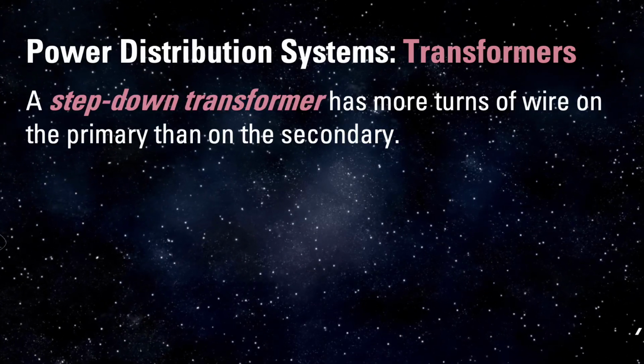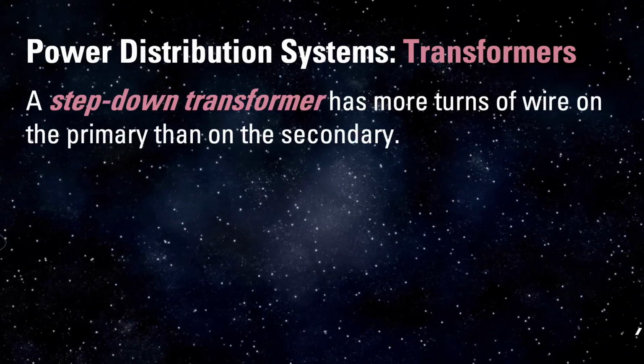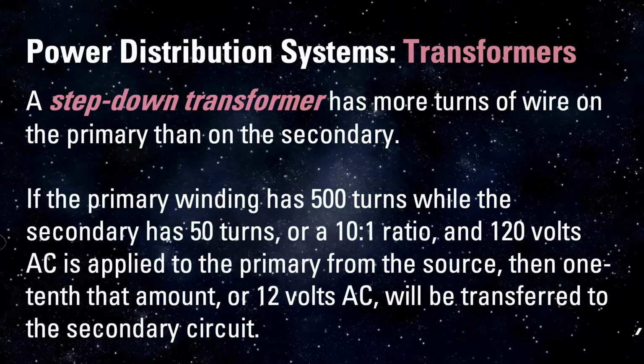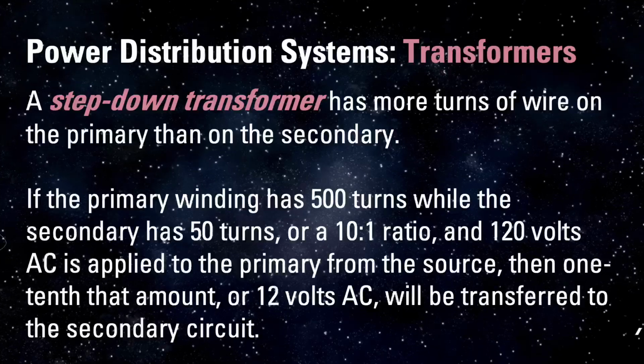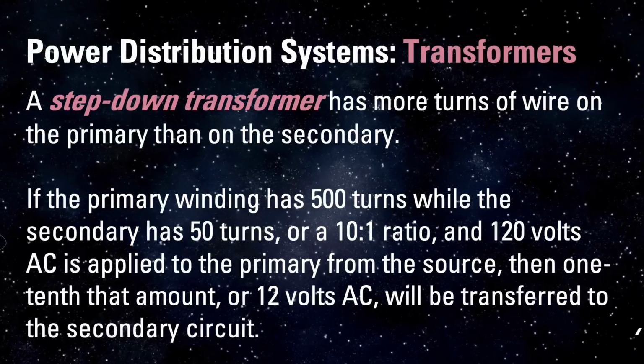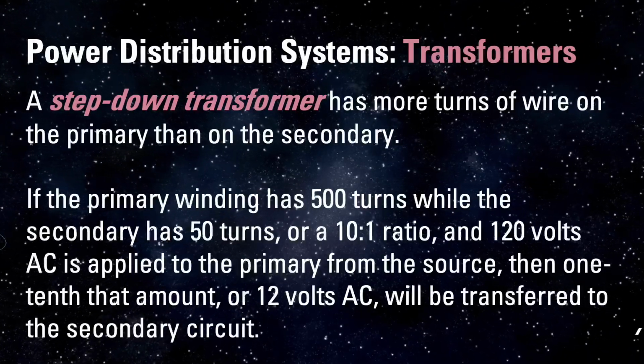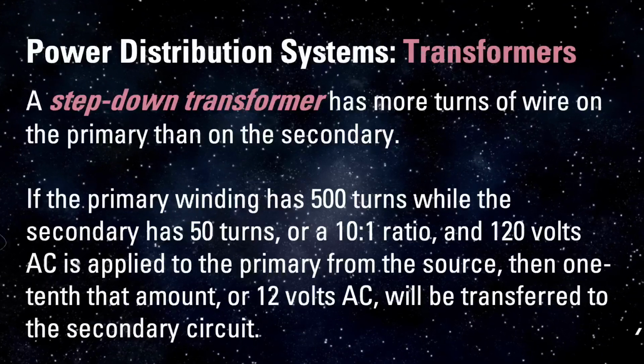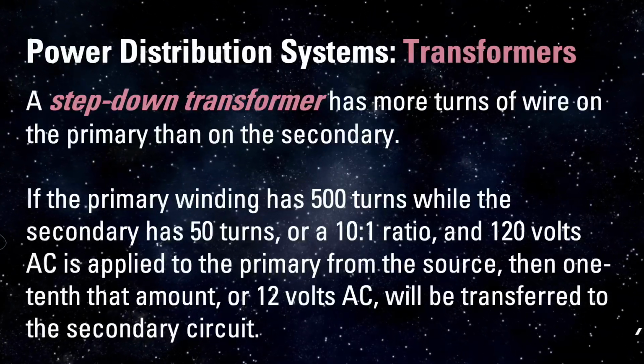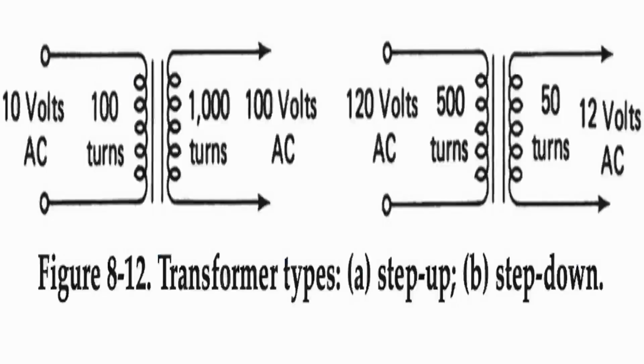A step-down transformer has more turns of wire on the primary than on the secondary. If the primary winding has 500 turns, while the secondary has 50 turns, or a 10-to-1 ratio, and 120 volts AC is applied to the primary from the source, then 1/10 that amount, or 12 volts AC, will be transferred to the secondary circuit. This figure shows the two types of transformers. The first one, on the left, is a step-up transformer, and the second one, on the right, is a step-down transformer.